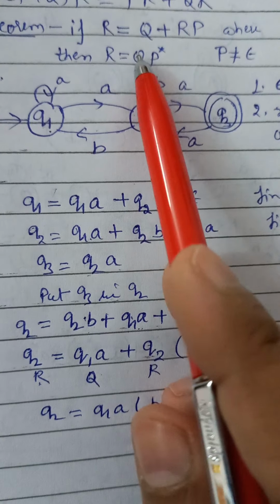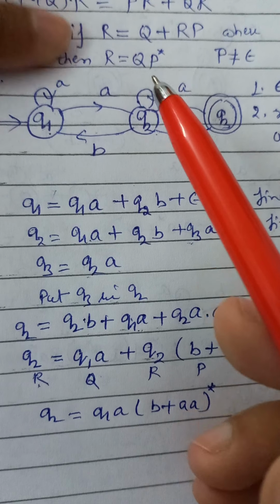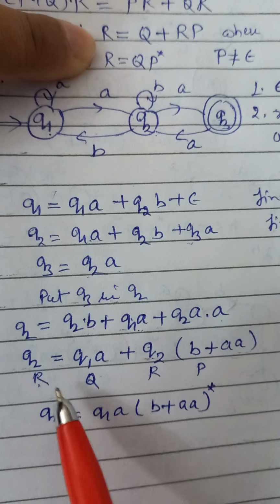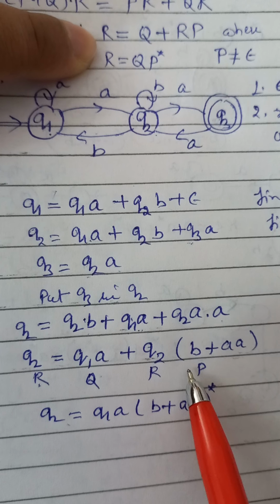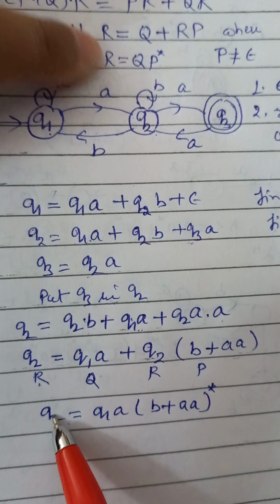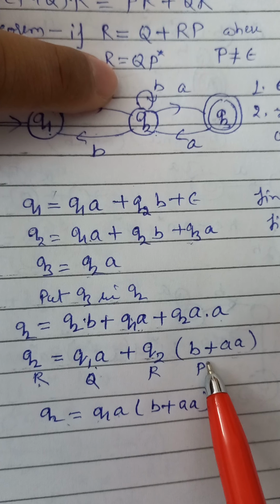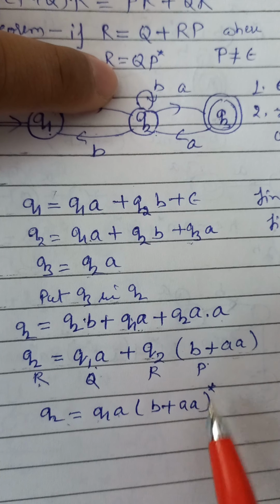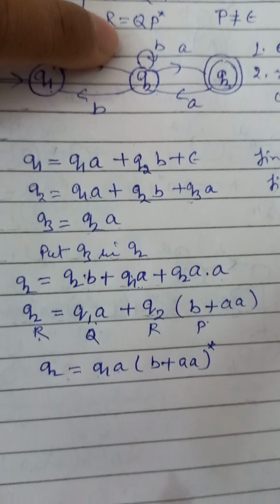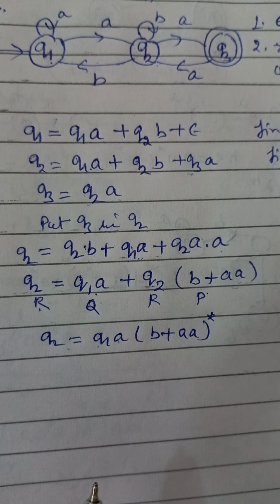Because what is the formula? If r is equal to q plus rp, then r is equal to q p star. Here q is q1a, and what is p star? b plus aa whole star. So in this way we find the value of q2.